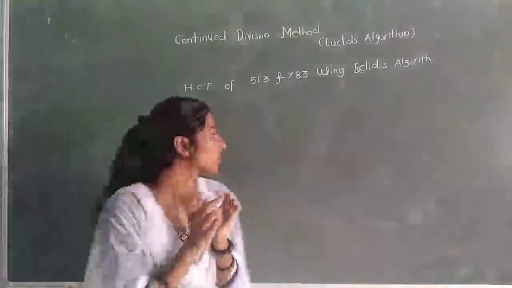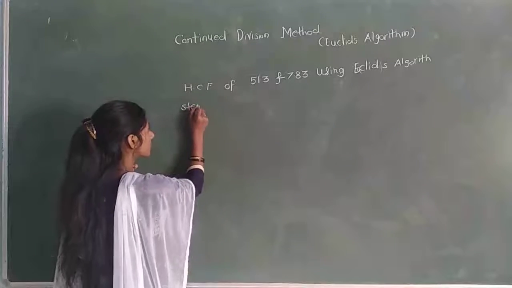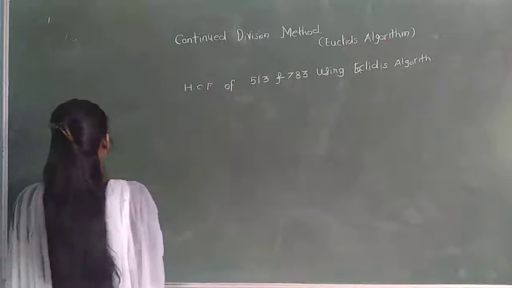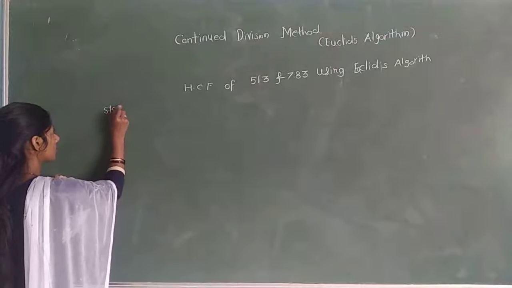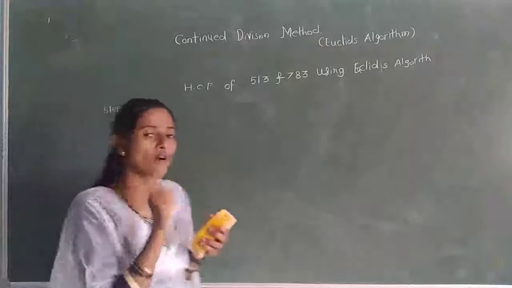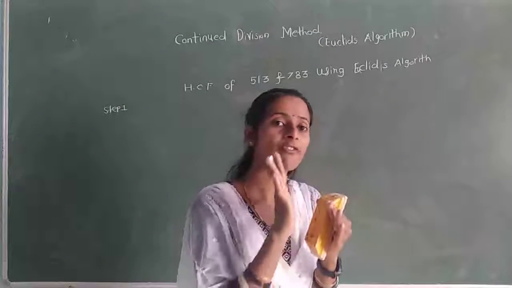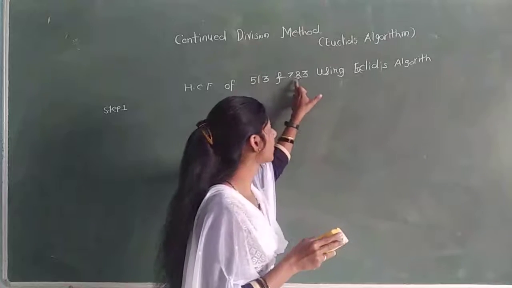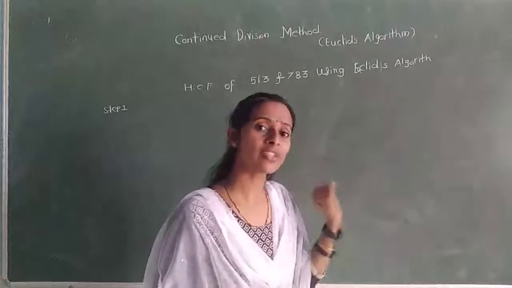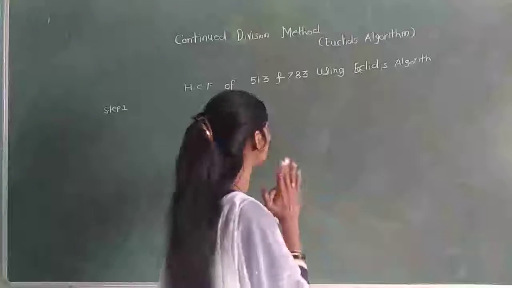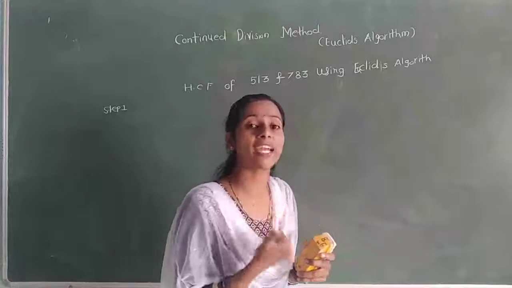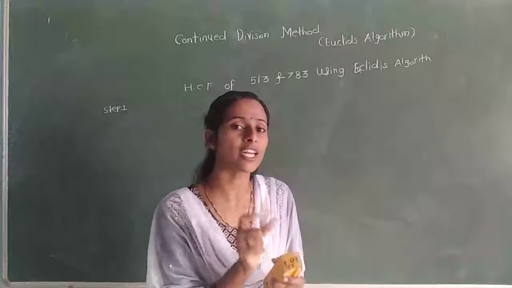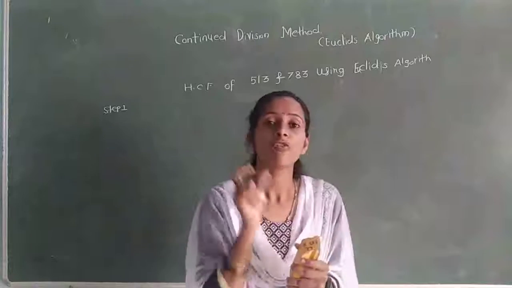Step one: obtain the numbers and identify the greater number. In this example, 513 and 783, which number is greater? 783. So the greater number is 783 and the smaller number is 513.